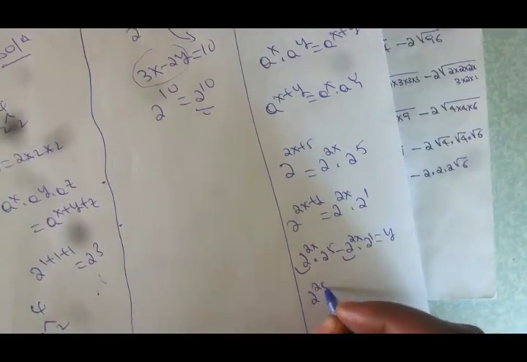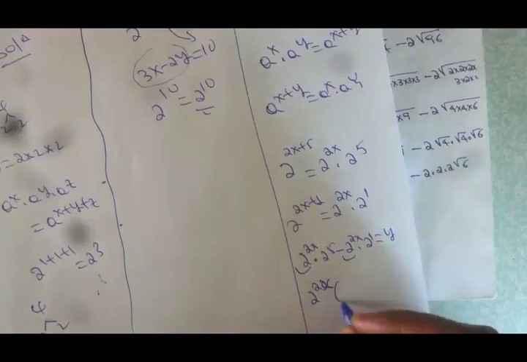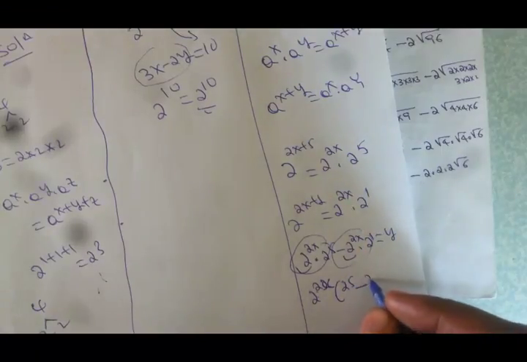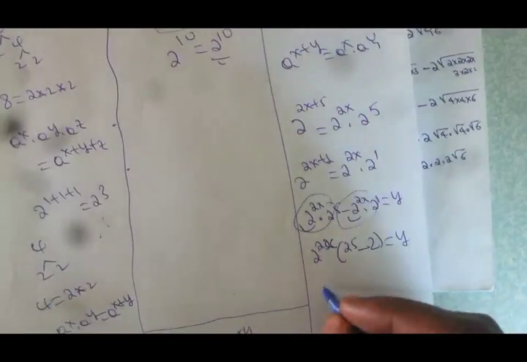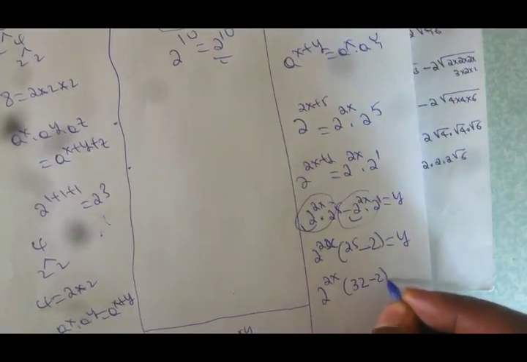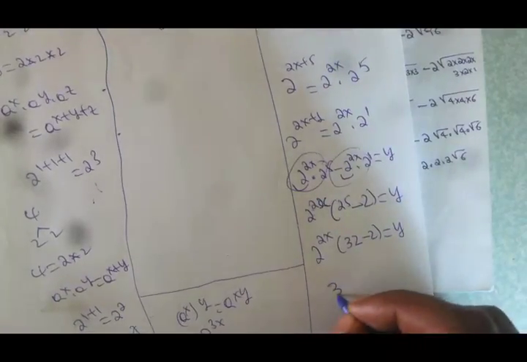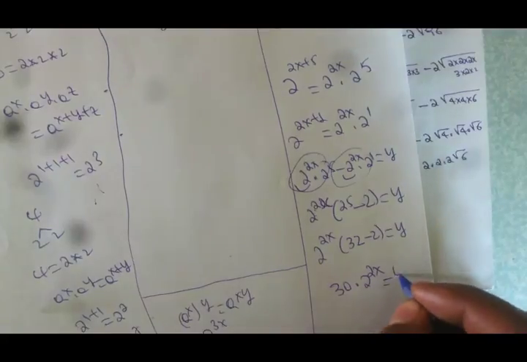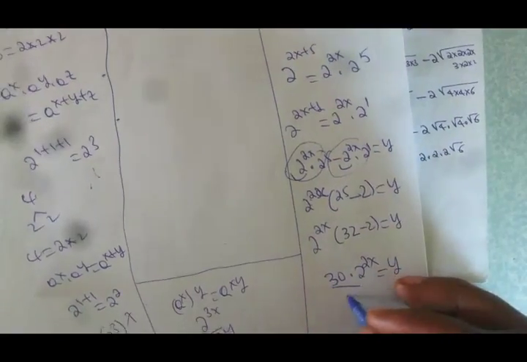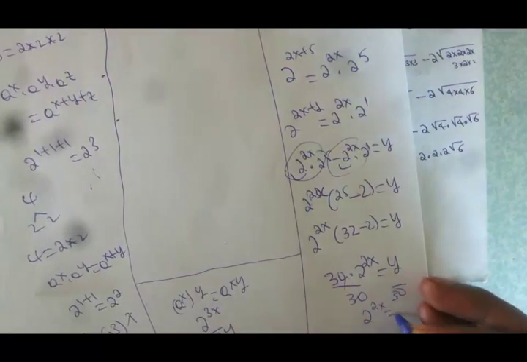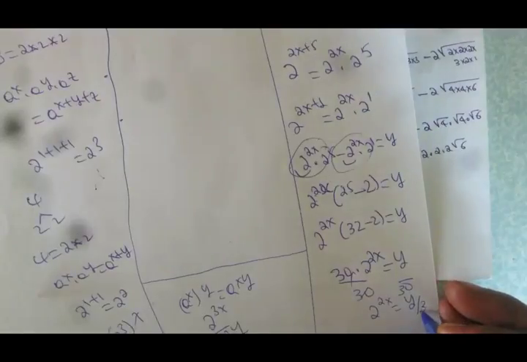Therefore, 2 raised to 2x, when this number is divided by this, 2 raised to 5 will be left. When this whole number is divided by this, minus 2 will be left. This is equal to 2 raised to 2x times 2 raised to 5, which is 32, minus 2. This is equal to 13 times 2 raised to 2x is equal to y, divided by 13 over 13. Therefore, 2 raised to 2x is equal to y over 13.